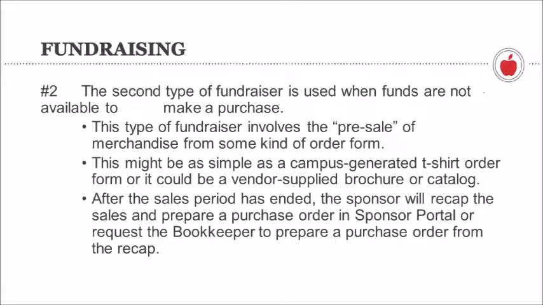The second kind of fundraiser is used when funds are not available to make a purchase. This type of fundraiser involves the pre-sale of merchandise from some kind of order form. This might be as simple as a campus-generated t-shirt order form, or it could be a vendor-supplied brochure or catalog. In the second type of fundraiser, sales are made with a promise to the customer of future delivery, and money is collected and deposited to the activity account.